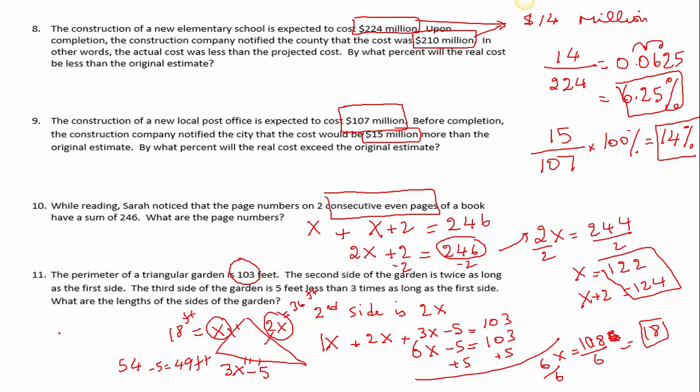Let's see if the sum is 103. So 49 plus 36 plus 18. This is 14. 14 and 9, 23. 3 carry 2. 6 and 3, 9. 9 and 1, 10. And the sum of the three sides is 103.